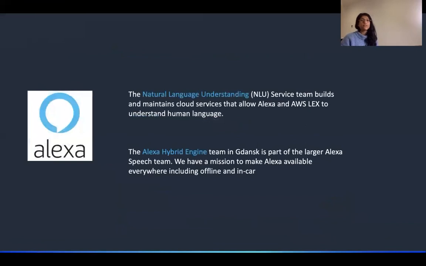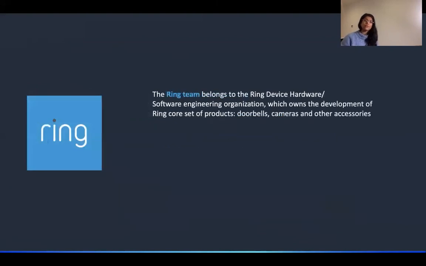Within Alexa, we also have two more teams, which is the natural language understanding team, which builds and maintains cloud services that allow Alexa and AWS Lex to understand human language. And the other one is the Alexa hybrid engine team, which is a part of the larger Alexa speech team. And the objective of this team is to make Alexa available everywhere. And apart from these, we also have the Ring team, which belongs to the Ring Device Hardware Software Engineering Organization, and owns the development of products like doorbells, cameras, and other accessories.